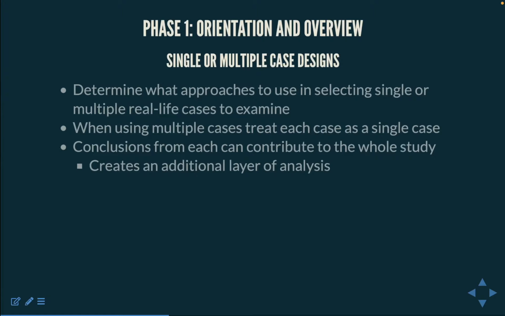During this phase of a case study research, the researcher determines what approaches to use in selecting single or multiple real-life cases to examine in depth. When using multiple cases, which would make the study a collective case study, each case is treated as a single case. The conclusions for each case can then be used as data contributing to the whole study. But each case remains a single case. This creates an additional layer of analysis, as the individual cases must be analyzed before any themes can be examined across and between the cases.